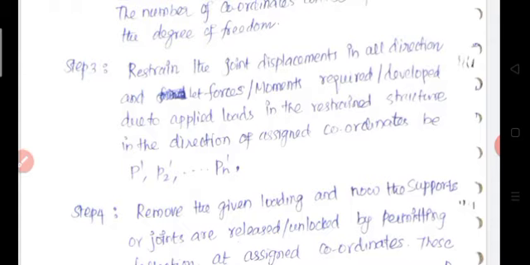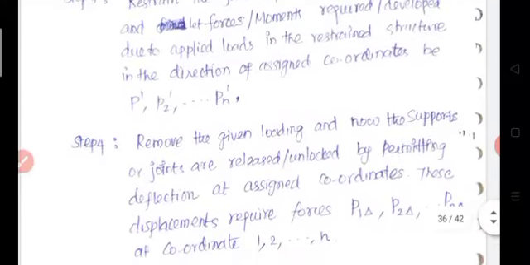So in the third step, we should restrain all the joints. We should restrain the joint displacement in all directions. That means we should give fixity, assuming all the joints are fixed joints. Then determine the force or moment developed in the assigned coordinate direction. So it can be represented as P1 dash, P2 dash up to Pn dash.